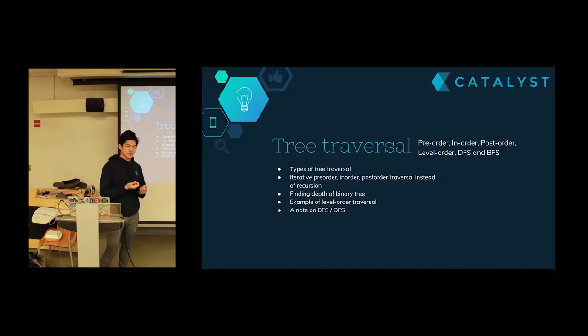So many times people get confused: is pre-order traversal DFS? Is level order traversal BFS? The technical answer is a BFS is the superset of a level order traversal, and a DFS is the superset of pre-order, in-order, and post-order traversals. And that's just because of the way you think about how you're walking through the nodes. But strictly speaking, I would not call a pre-order traversal a DFS because you're really just traversing all the nodes, right? You're not searching for anything yet.